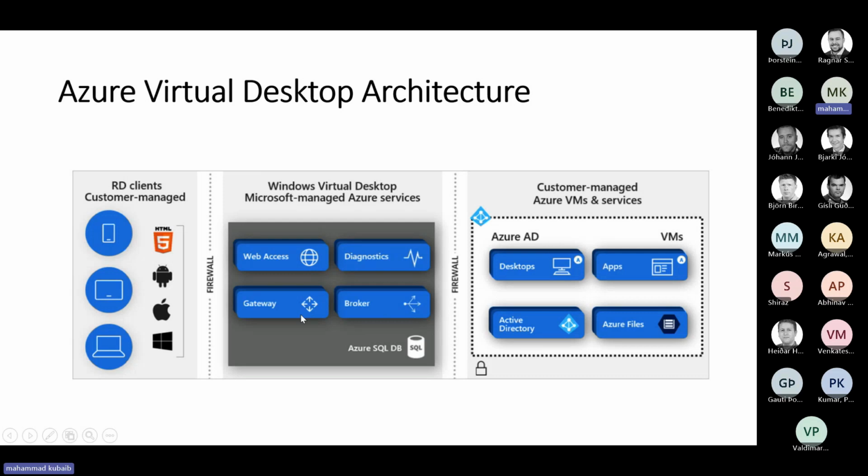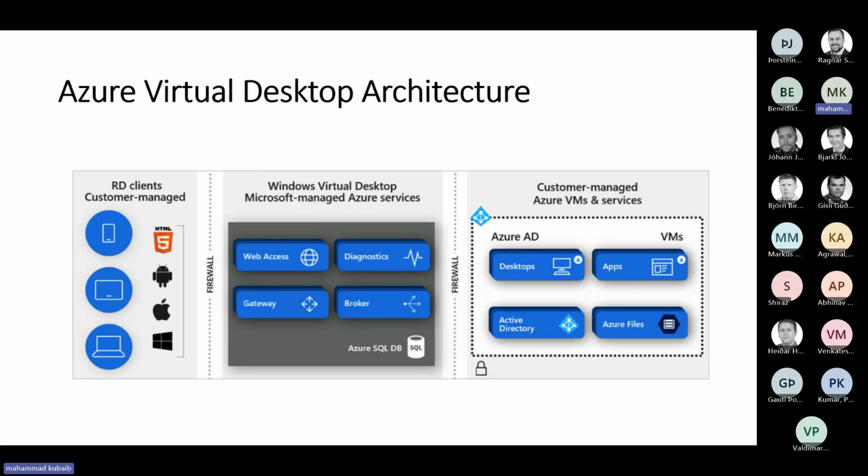Then we have a gateway. Gateway is basically to connect from the internet or from remote. Let's say in a normal scenario, if you want to connect to your office or any other application inside your data center, what do we use? VPN, right? Similarly, in order to connect to Azure Virtual Desktop, we need something like a VPN, right?